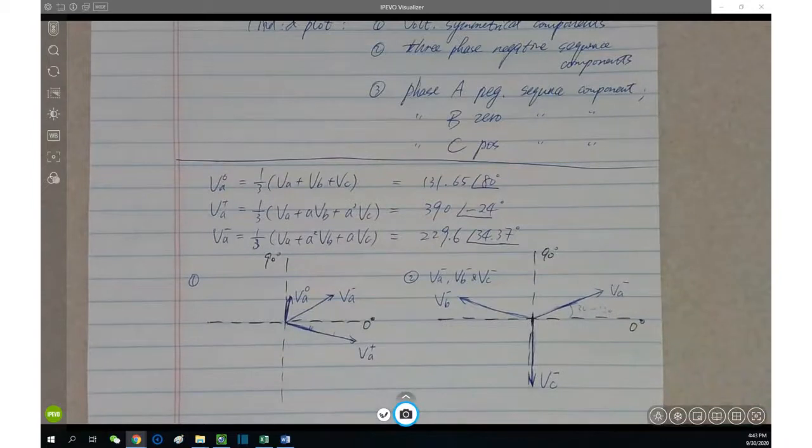You pretty much rotate from the phase A sequence component, right? You rotate plus 120 degree or minus 120 degree, depending on which sequence it is. Any questions?